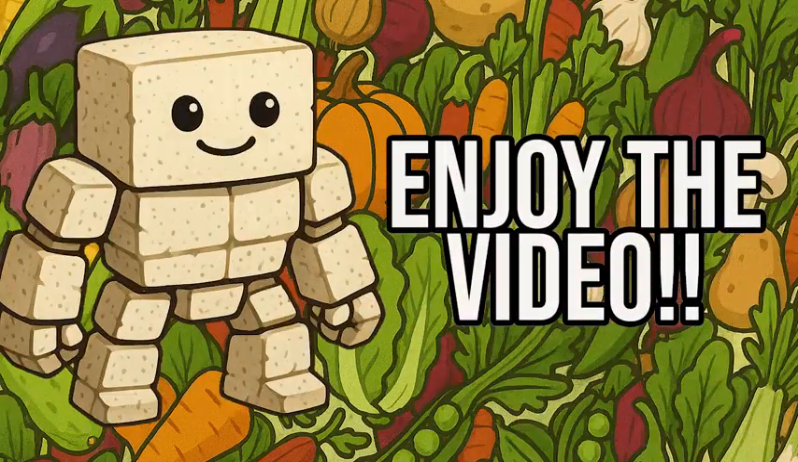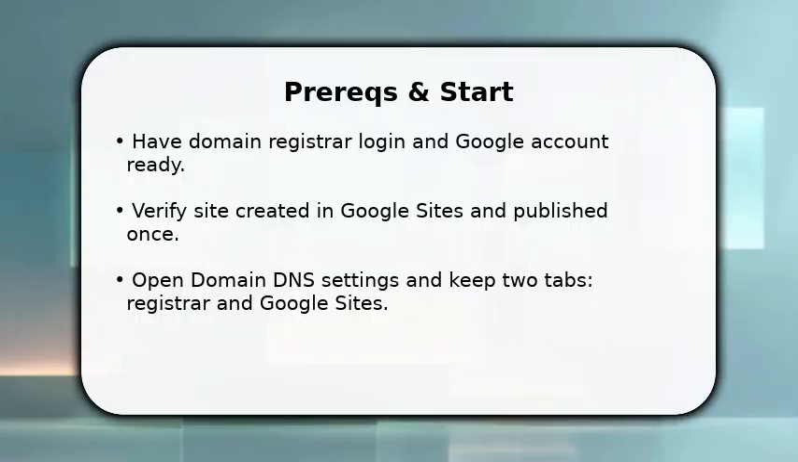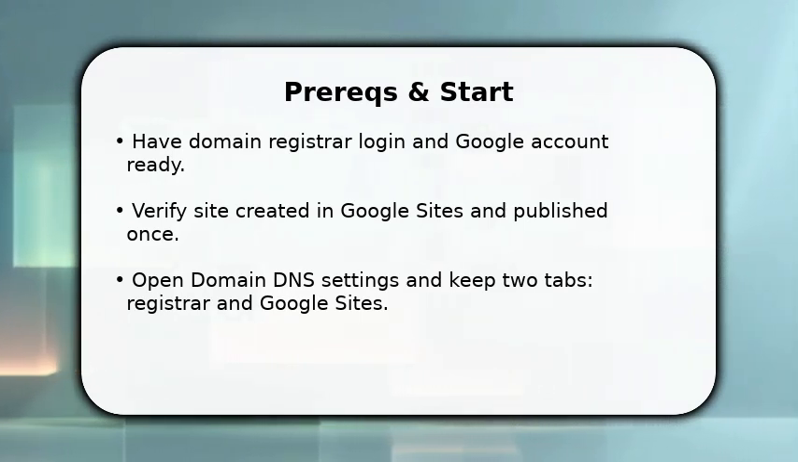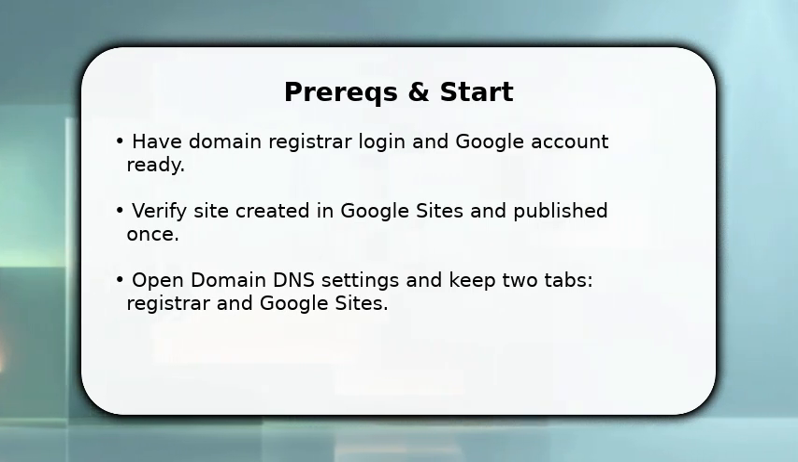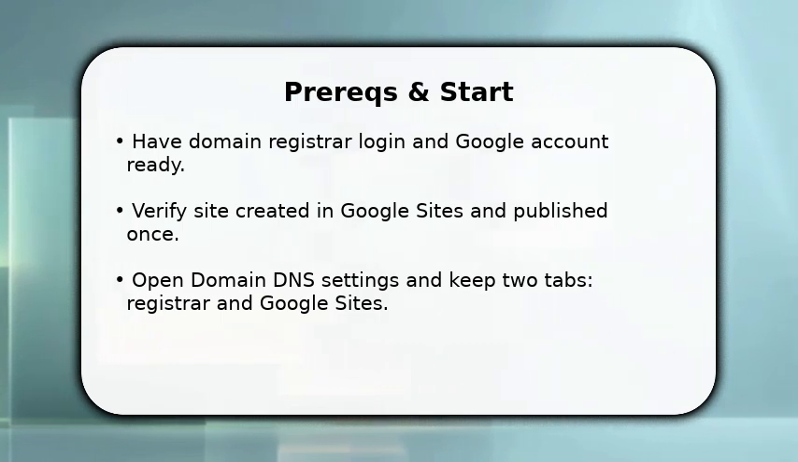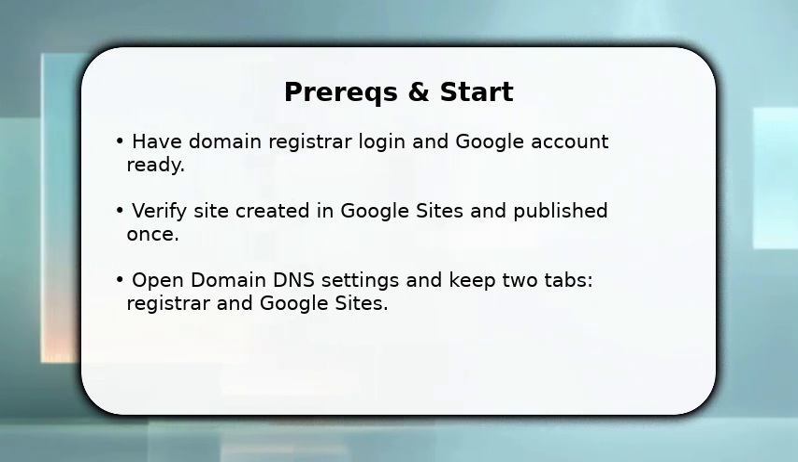Please enjoy the video. You start by confirming prerequisites. You own the domain and have a published Google site. Once done, sign into your registrar and open DNS management in one browser tab and keep Google Sites in another. Make sure you publish the site so Google can provide verification records.